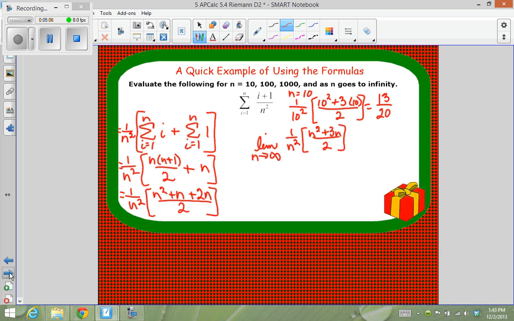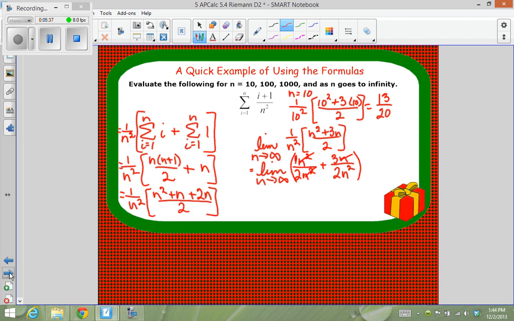And then what I'm going to do, I'm going to distribute that n squared through. So limit as n goes to infinity of n squared. When I run that through, that's going to give me n squared over 2n squared plus 3n over 2n squared. Well, the n squareds are going to cancel right there, and I'm left with 1/2.